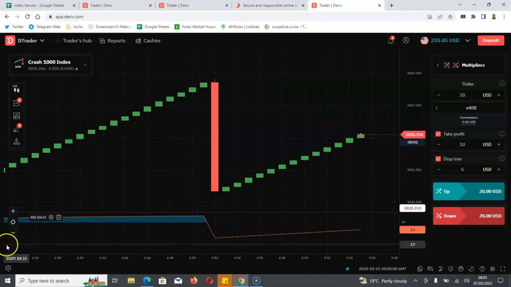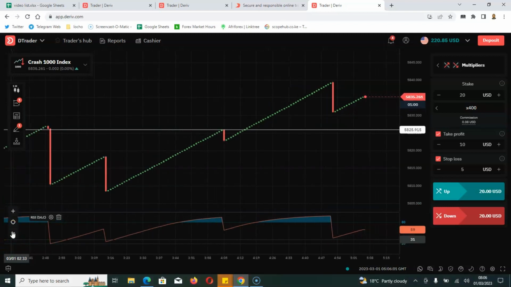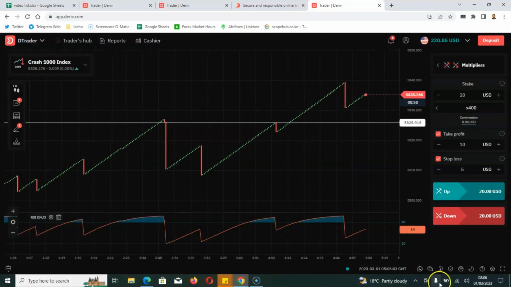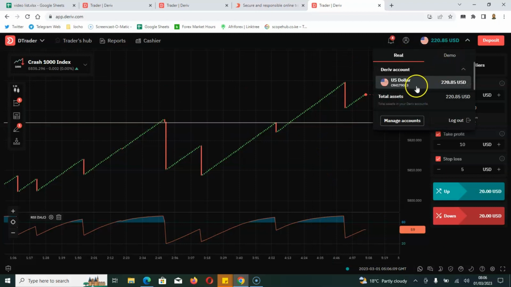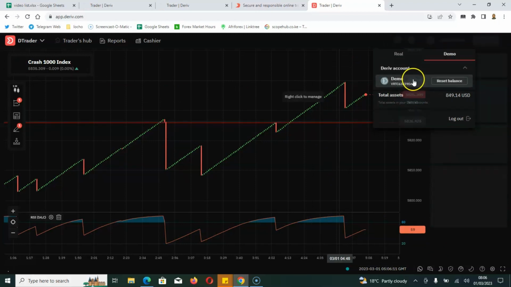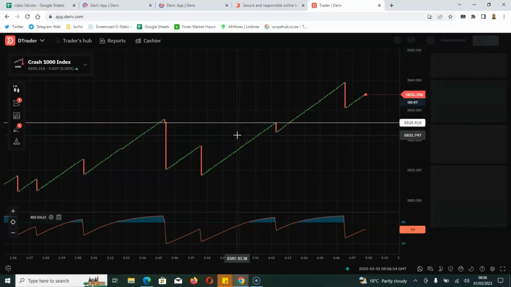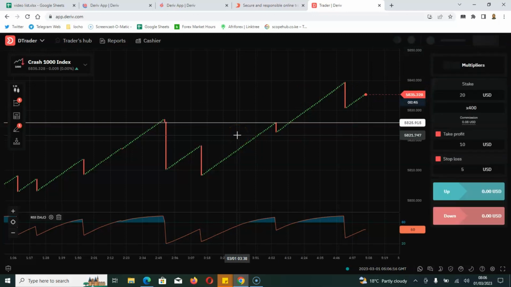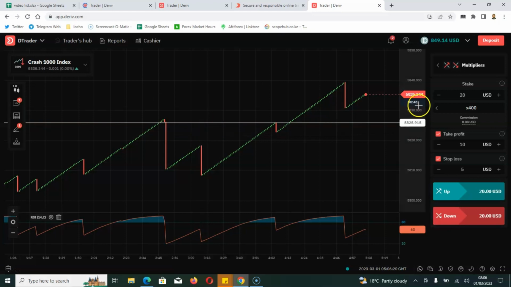So that's how it can help you to actually zoom in and zoom out. Once you're done with this, the next thing we need to check is, let me turn it first into demo so that I'll demonstrate for you, because I'm not ready to trade. I will trade when I've shown you the conditions are favorable. So how do you place a trade here?